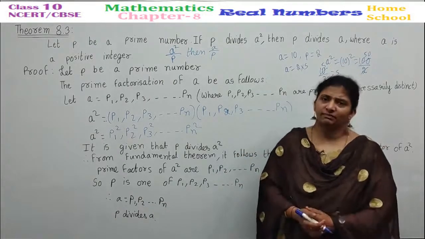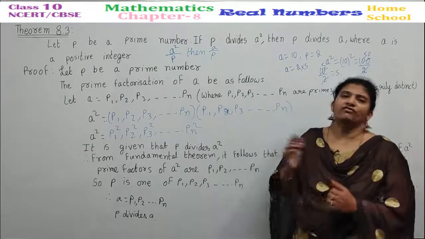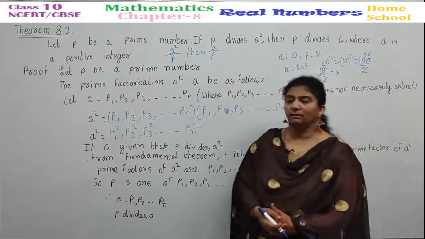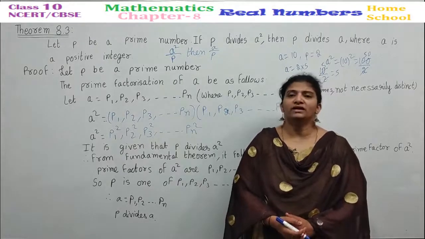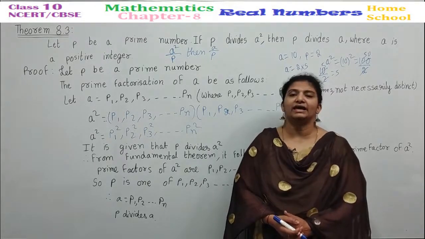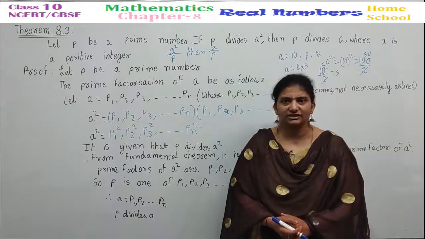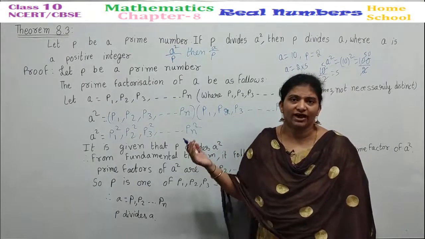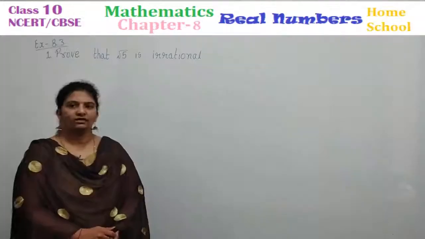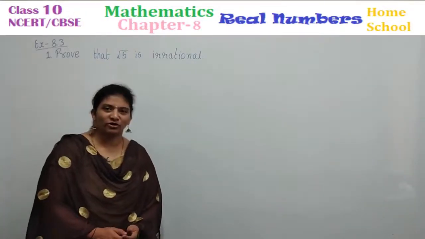So, the final statement, what can we say, children? If P is a prime number and P divides A square, then P divides A, where A is a positive integer. When it is able to divide A square, then it definitely divides A. That's it. Let's start our exercise 8.3.